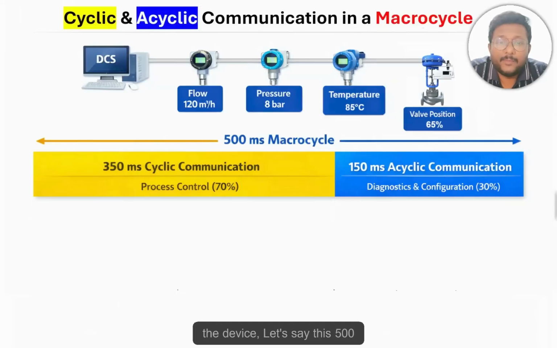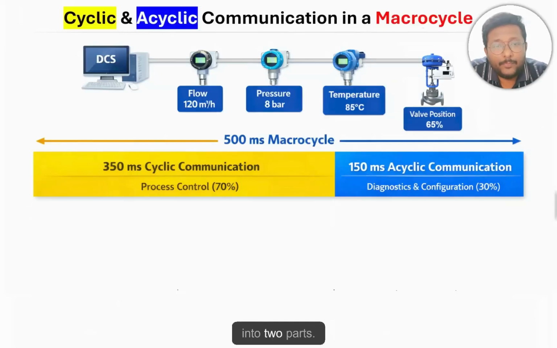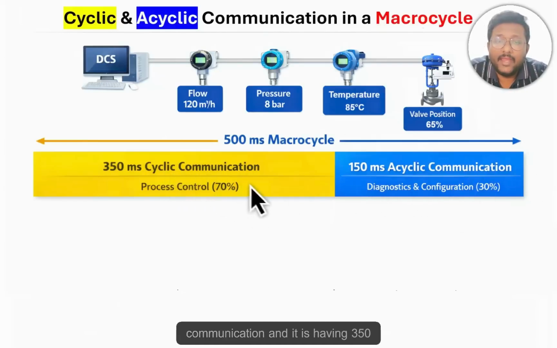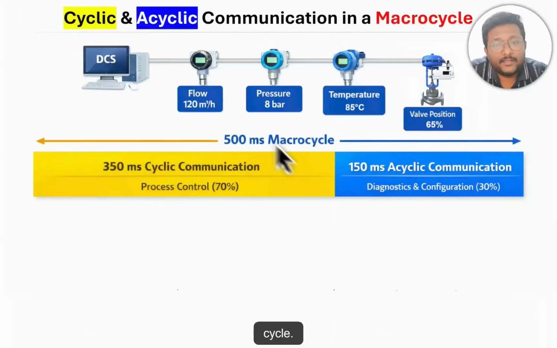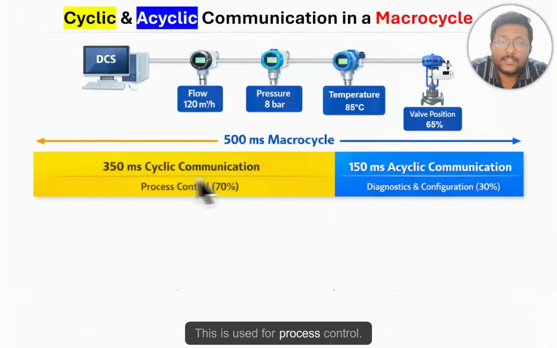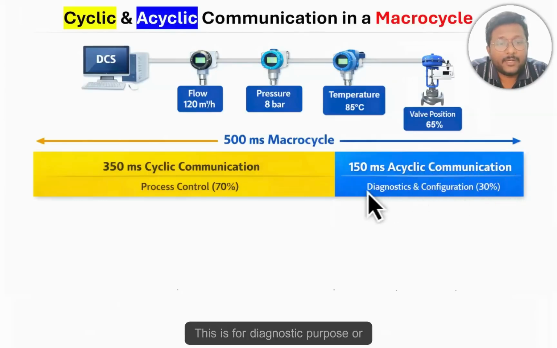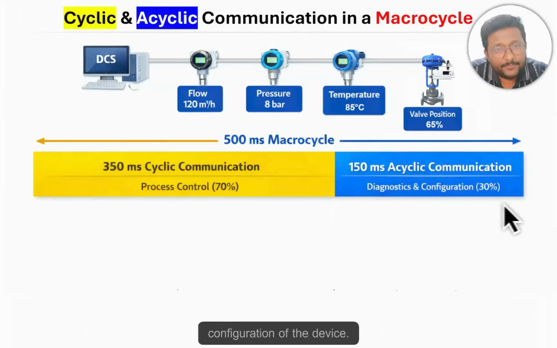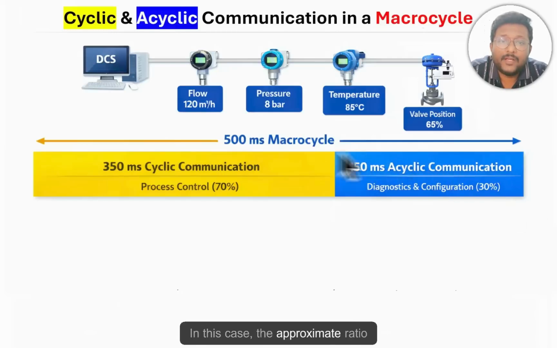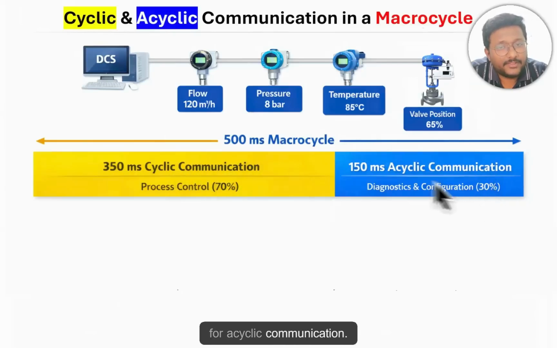Let's say this 500 milliseconds macrocycle is divided into two parts, right? The first part is cyclic communication, and it has 350 milliseconds of time in this macrocycle. This is used for process control. And 150 milliseconds is for acyclic communication. This is for diagnostic purposes or configuration of the device. In this case, the approximate ratio is 70% and 30%: 70% for cyclic communication, 30% for acyclic communication.